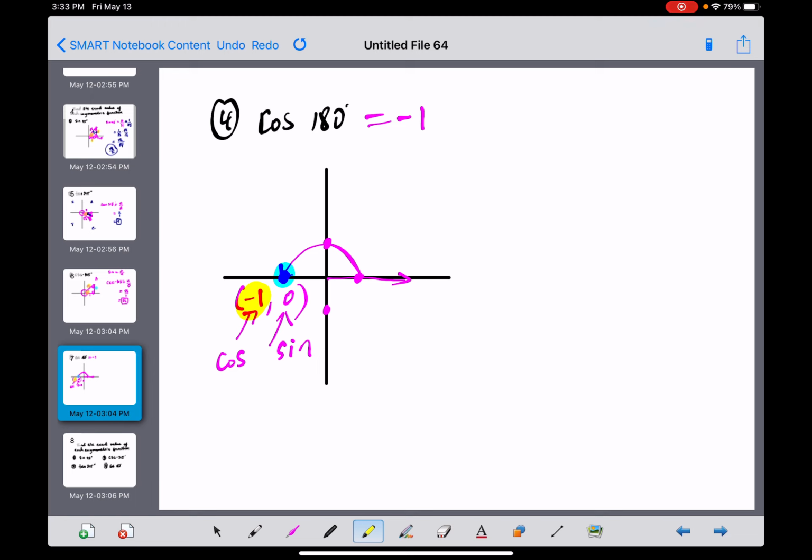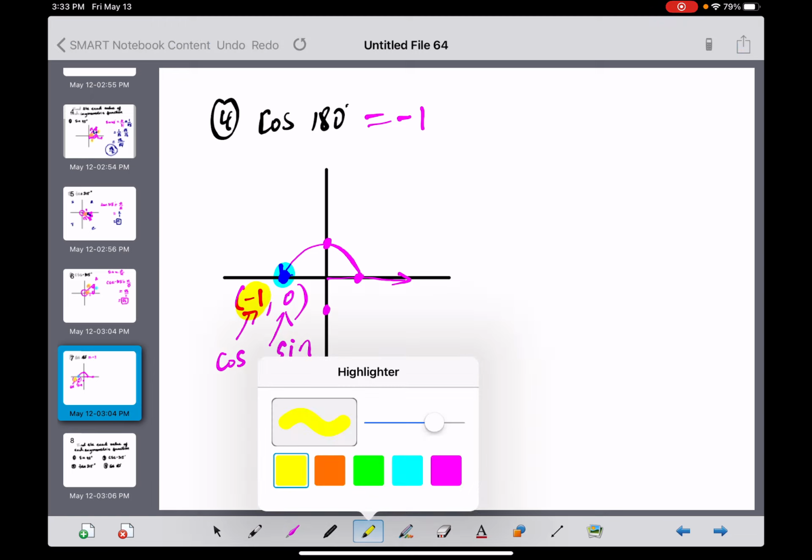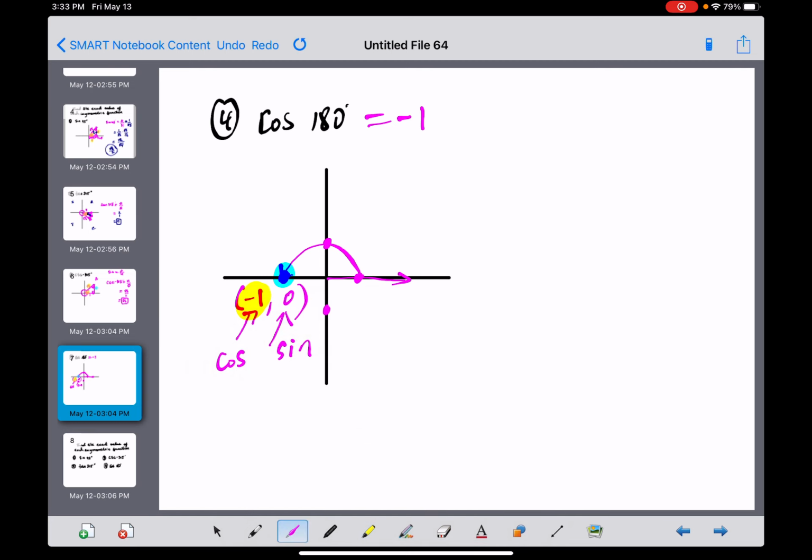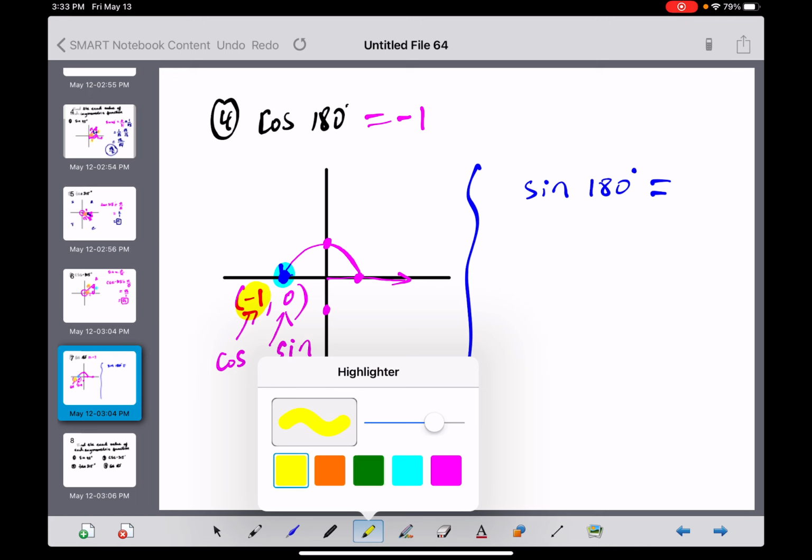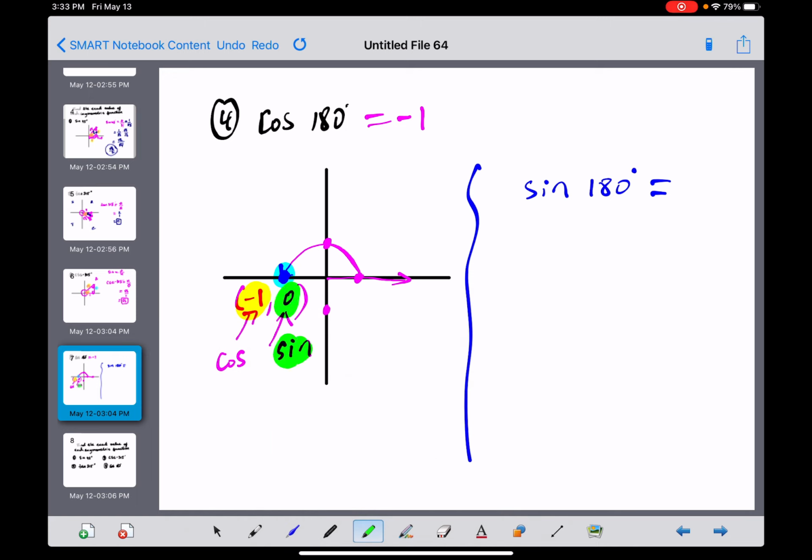So for example, kind of confusing, isn't it? So I'll give you a different example. Let's just say I ask you sine of 180 degrees, right? Same drawing, but you see the sine of 180 degrees is right here. So the answer has to be 0 for sine of 180 degrees.